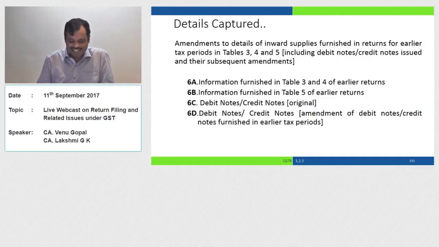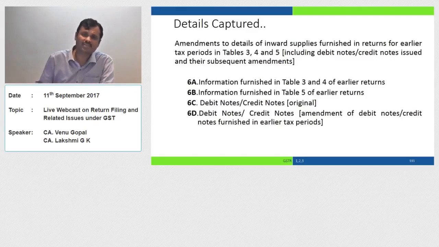So table 6 has 3 subtables. In 6A, for supplies other than import of goods received from SEZ, you will be making corrections. 6B is where, for supplies by way of goods received from SEZ, you will be making corrections.